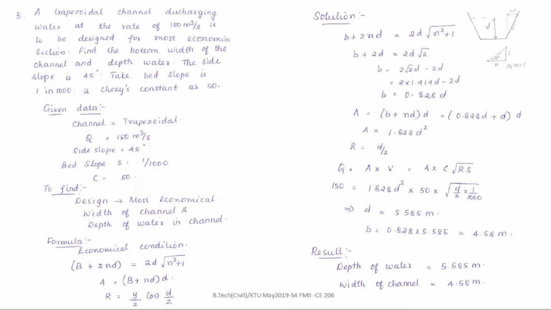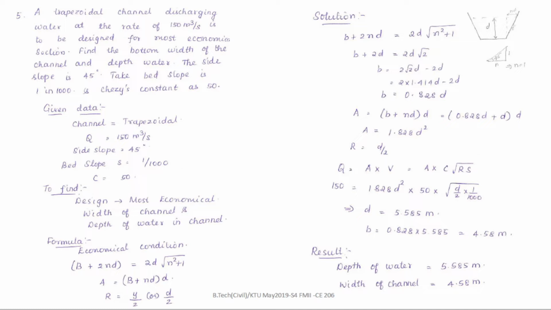The next problem is, listen carefully. A trapezoidal channel discharging water at the rate of 150 meter cube per second is to be designed for most economical section. Find the bottom width of the channel and the depth of water. The side slope is 45 degree, bed slope is 1 in 1000 and Chezy's constant is given.